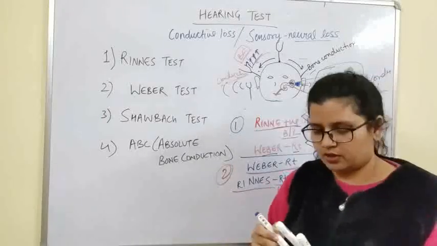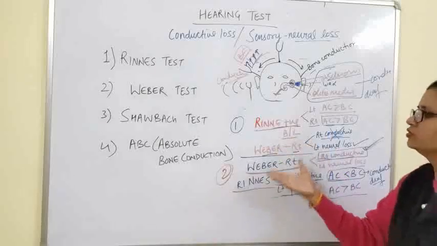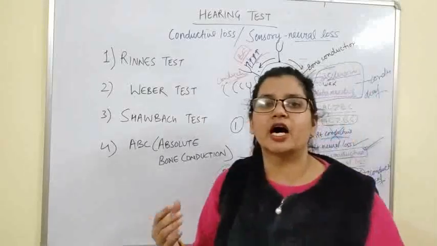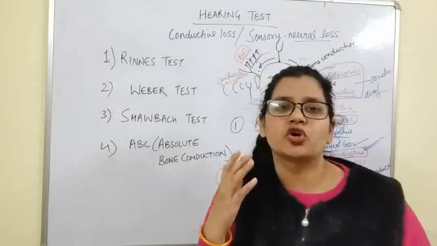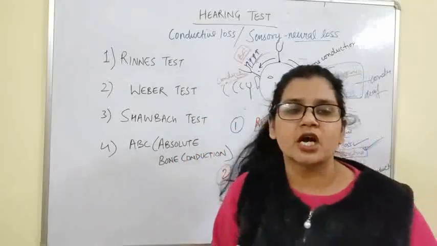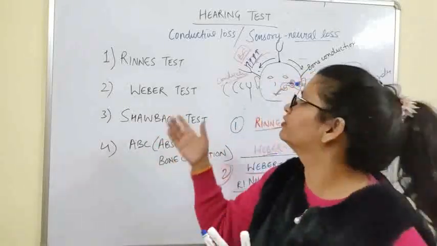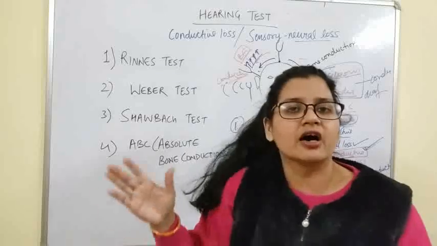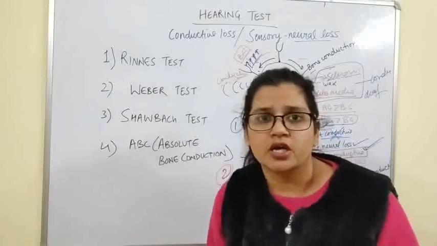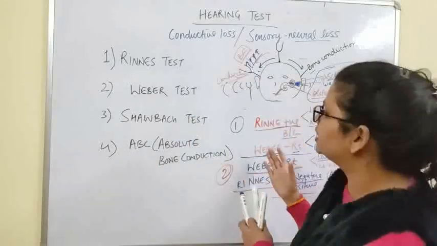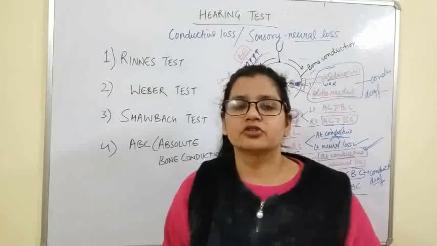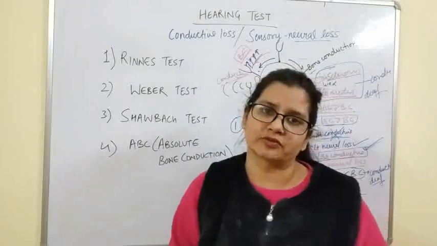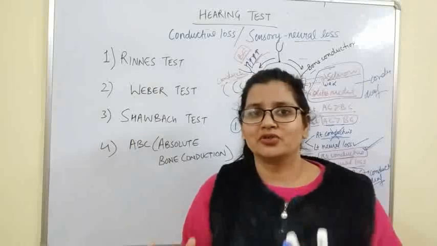Okay. So this is the way to differentiate between conditions, and using Rinne's test and Weber's test, how we can differentiate whether this condition is conductive loss or this condition is neural loss. So this way we can actually predict it and assess it. These are the most common tests used for this purpose. I think you have understood the topic.